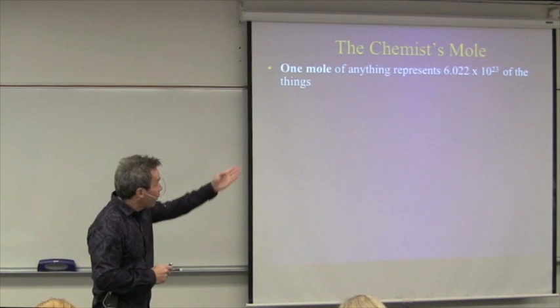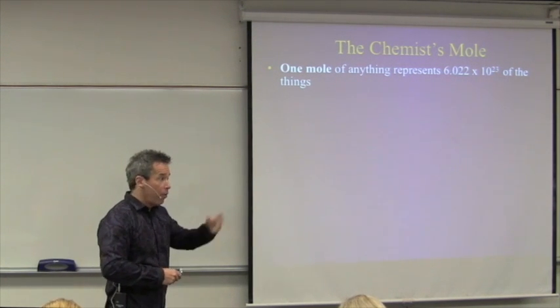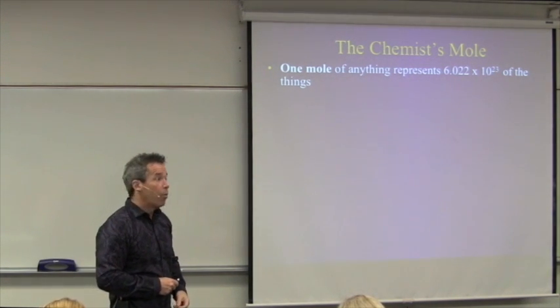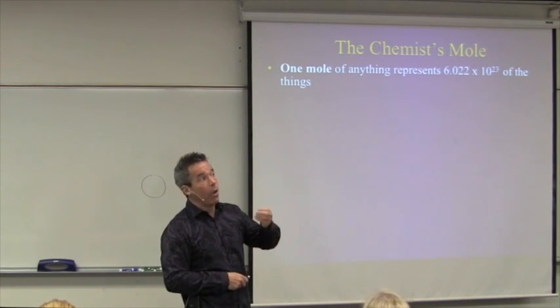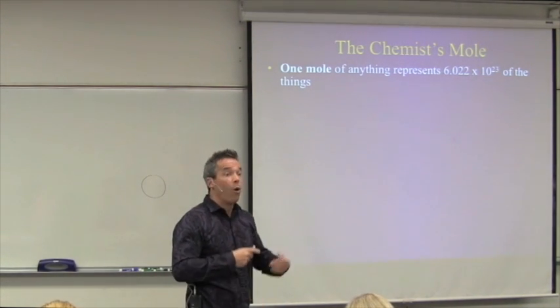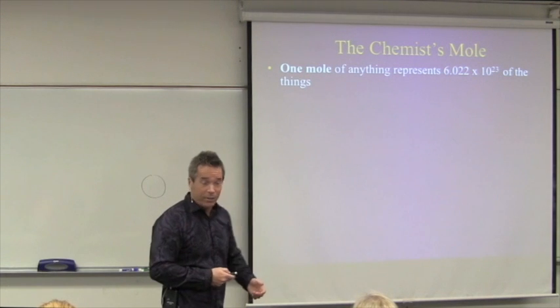1 mole of anything is Avogadro's number of those things. You could have a mole of carbon atoms. You could have a mole of oxygen atoms. You could have a mole of water molecules. You could have a mole of marshmallows. It's just a counting unit.